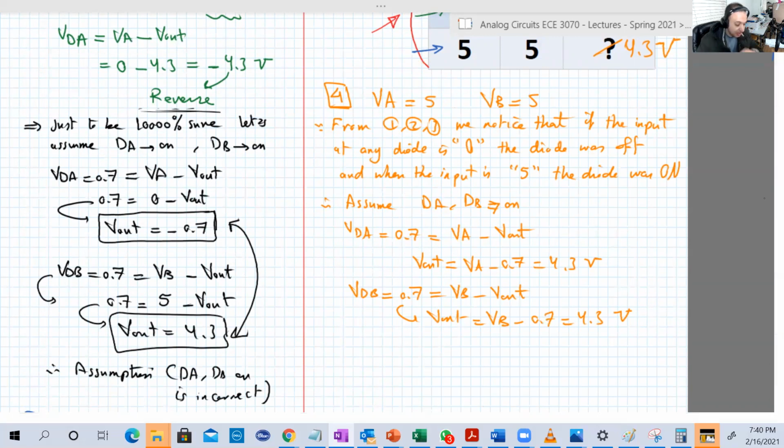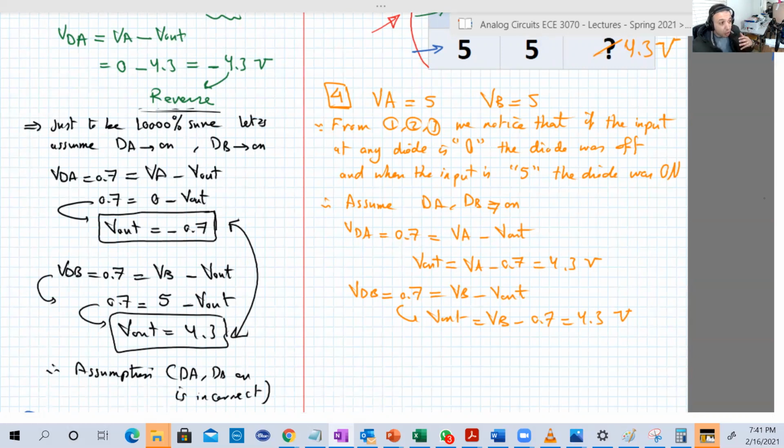One may say, no, in that case, they were off. They were not on. You can assume that. You can assume in this case that DA or DB or both are off. And for sure, you will find some inconsistency, contradiction, a fact that is incorrect, something that will give you a clue that this assumption is wrong. The only valid assumption here is that DA and DB are both on.